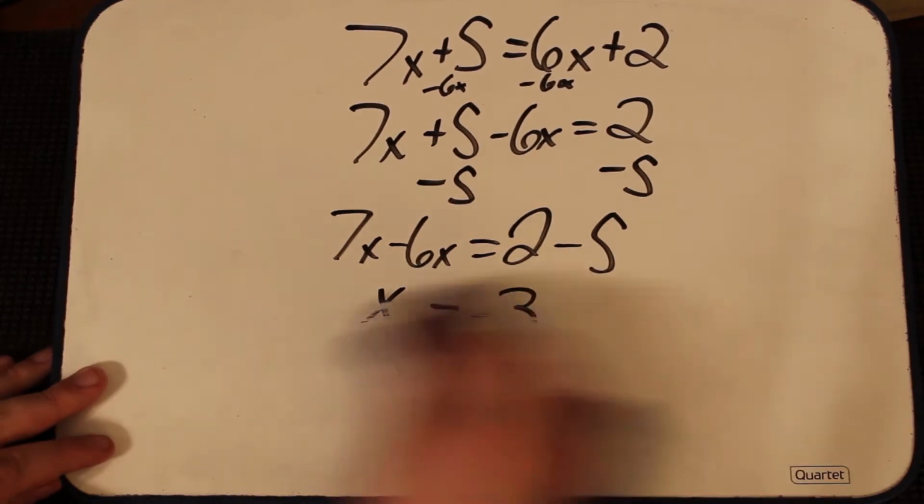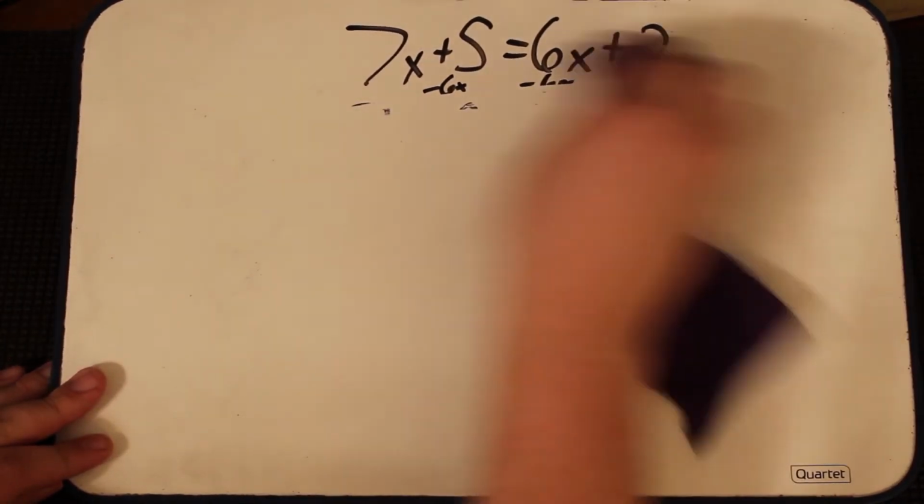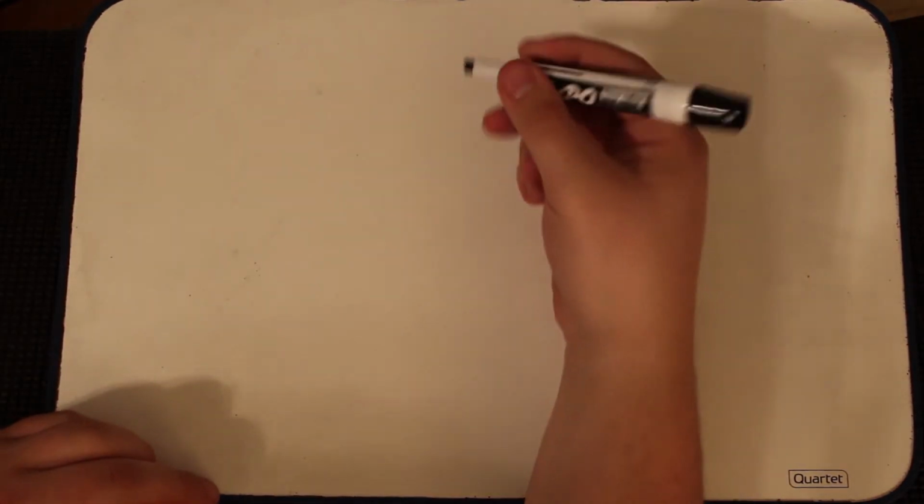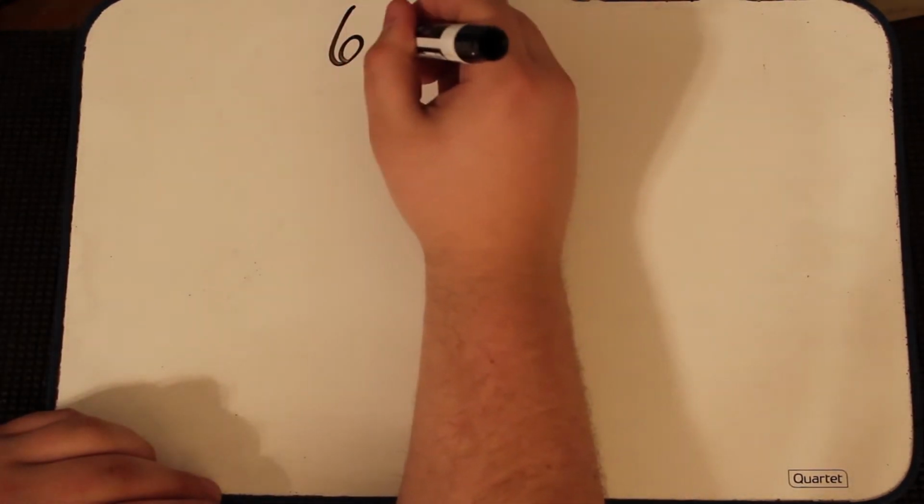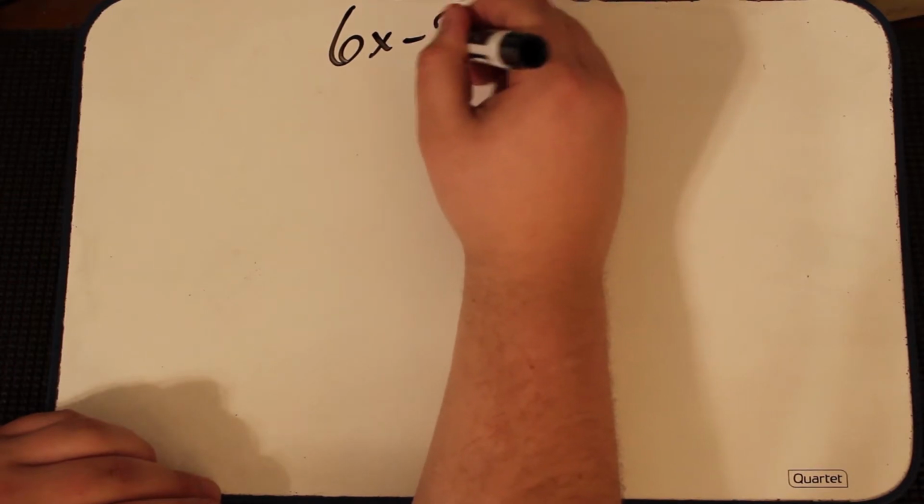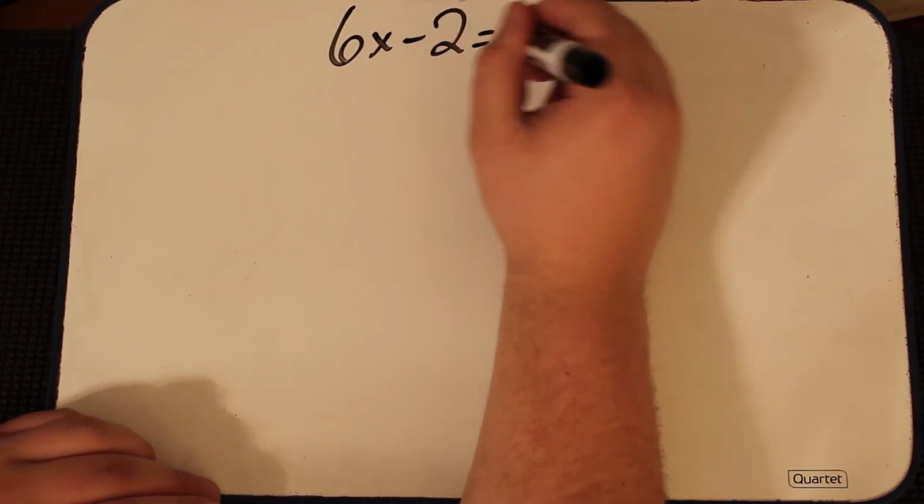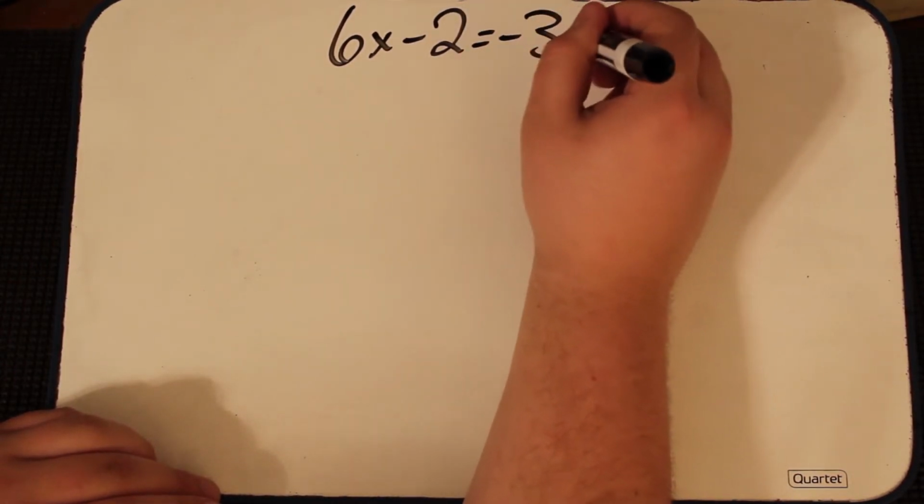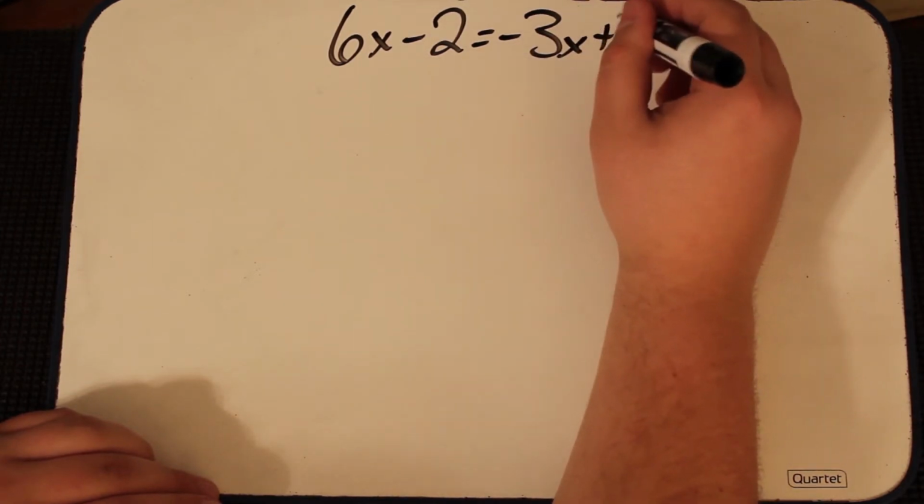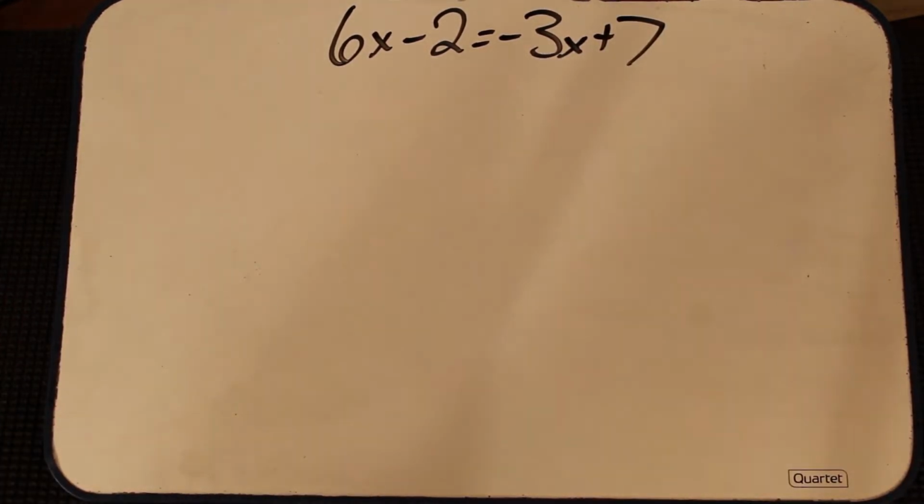So why don't you guys take a look at this one? We have 6x minus 2 equals -3x plus 7. Go ahead, pause the video, work this out, and come back when you're ready.